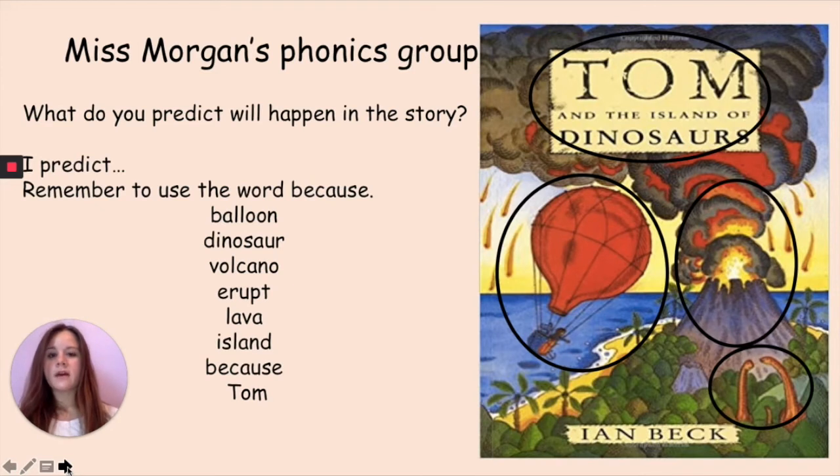If you are in my phonics group, can you use these different clues to predict what will happen in the story? I predict is your sentence starter, and remember to use the word because to say why you think that might happen. For example, I think that the island is dangerous because there are some huge dinosaurs. And here are some tricky words in case you are struggling with the spelling.